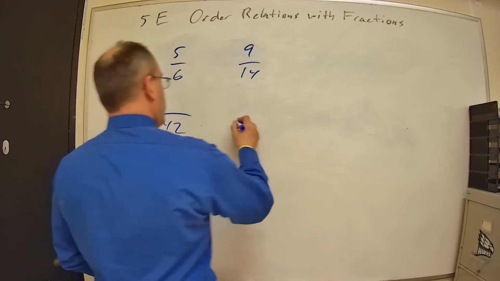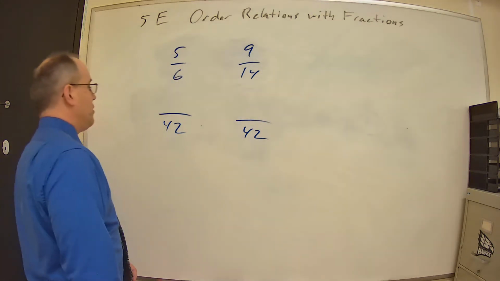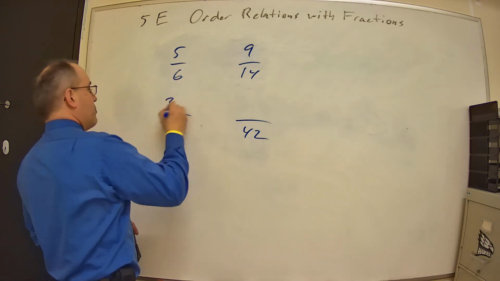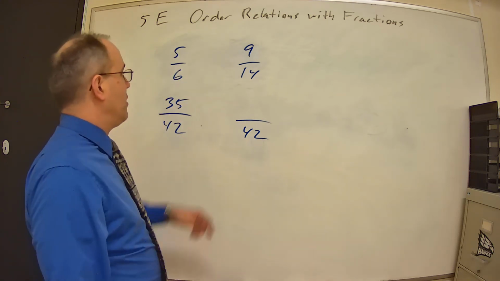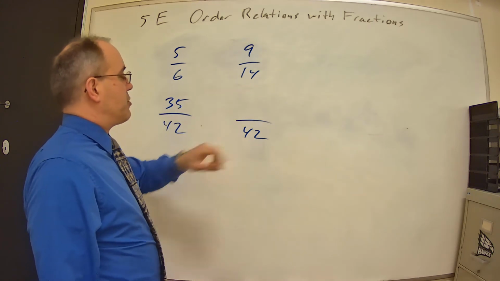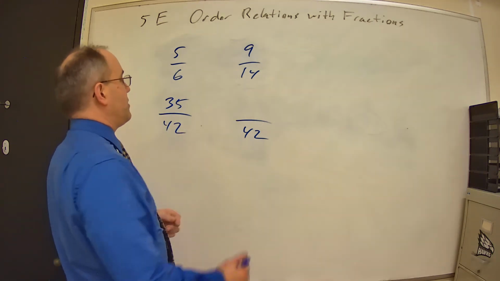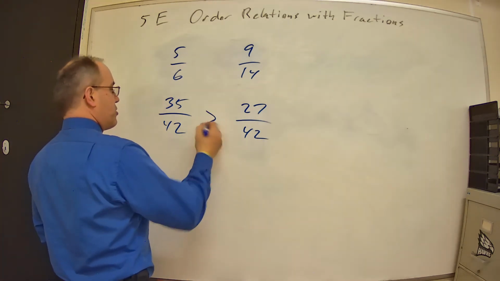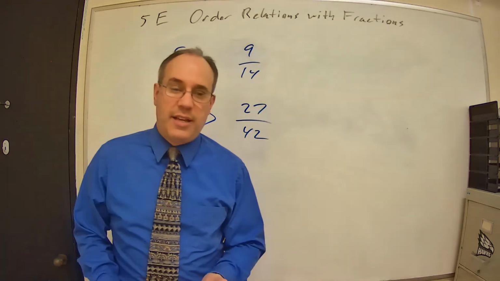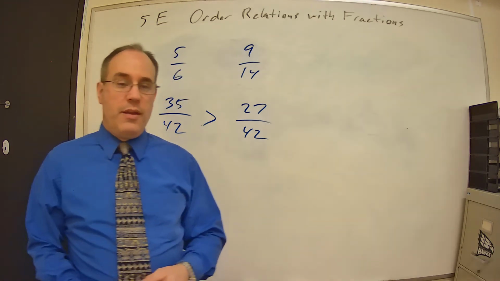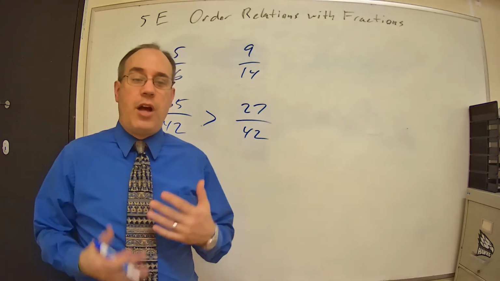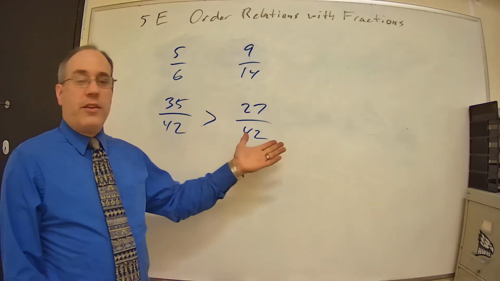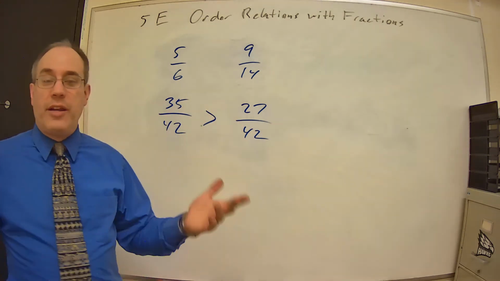Over 42, over 42. 6 times 7 gives me 42, so 5 times 7 gives me 35. 14 times 3 gives me 42, so 9 times 3 gives me 27, and 35/42 is greater than 27/42. But that's really the method. Find a common denominator, create the new fraction with that common denominator, and compare.